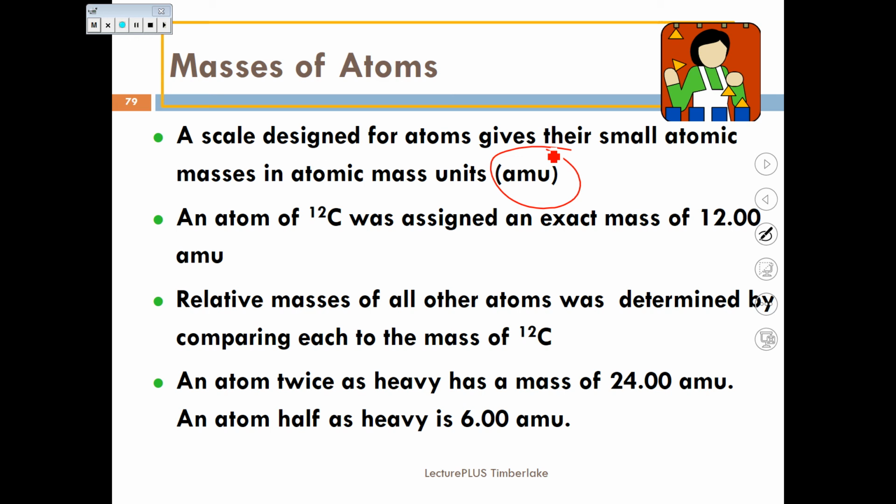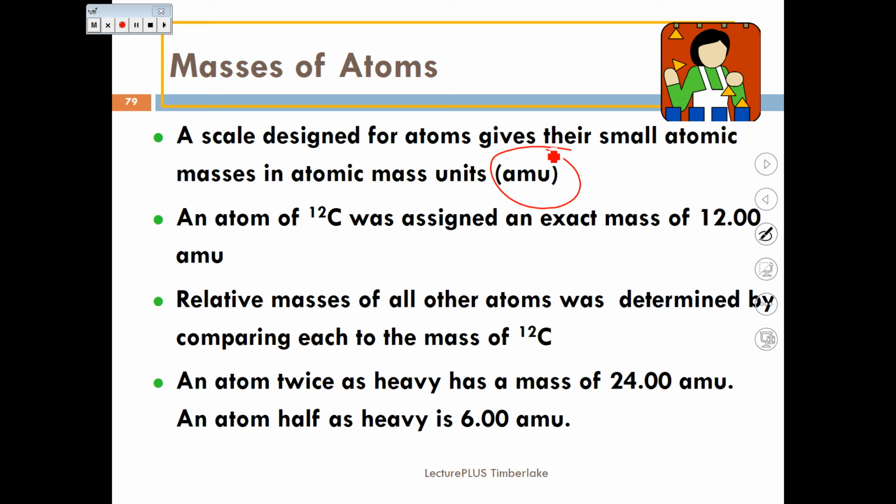And again, these are not actual masses. These are relative atomic masses that were designated so that we wouldn't have to work with really, really small masses, like 10 to the negative 24th grams.